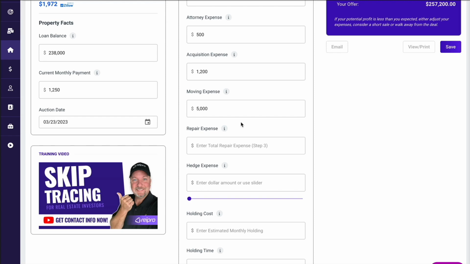Because you will find that there will be people, you give them $5,000 and they don't move, right? And then you're going to court trying to evict them, and it just causes chaos.